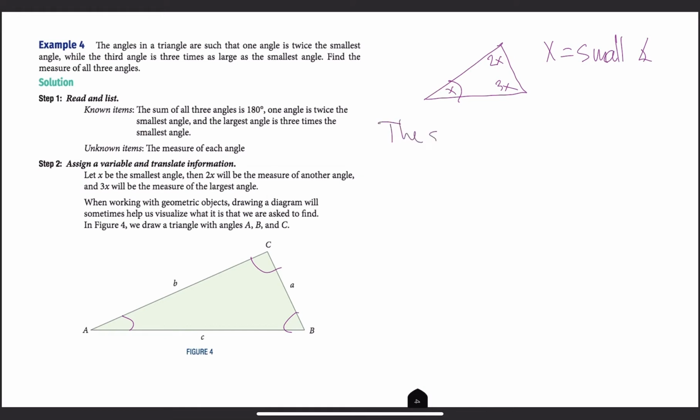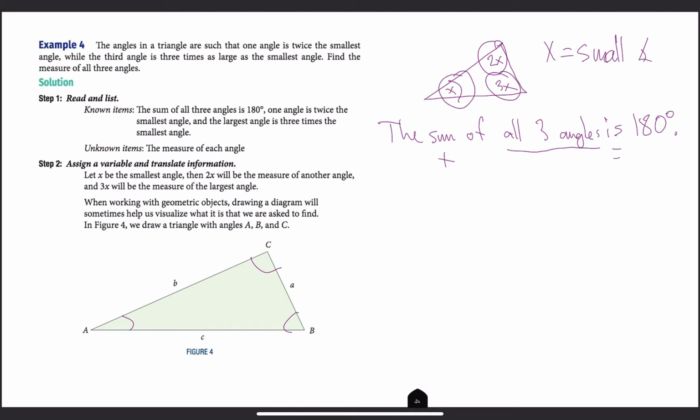So the sum of all 3 angles is 180 degrees. So now let's translate this. We know that sum is addition. So that means we're going to add all 3 of the angles. And we know what the angles are. I have expressions for all 3 angles.